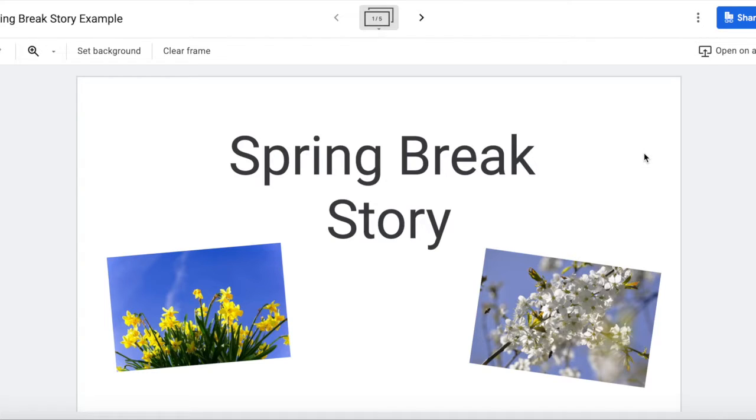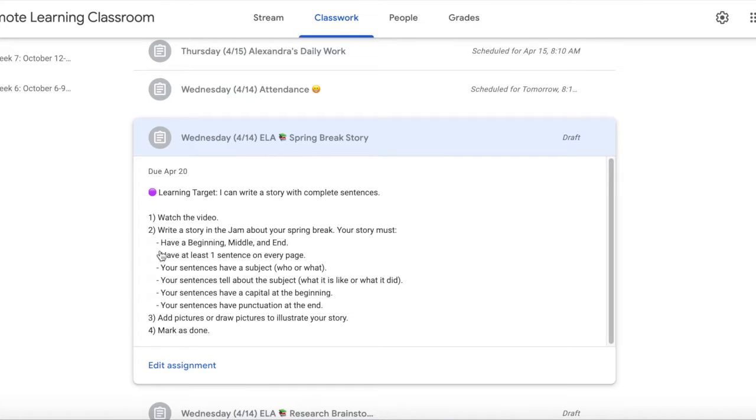Hi kiddos! Today's learning target was I can write a story with complete sentences. So I want to show you my example story, and that will help you know what I mean when I say write a story with complete sentences. Now remember, if you go back to today's assignment, there were a lot of little directions that you're going to need to follow to be done with this project.